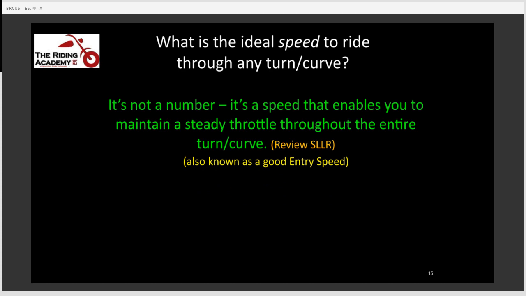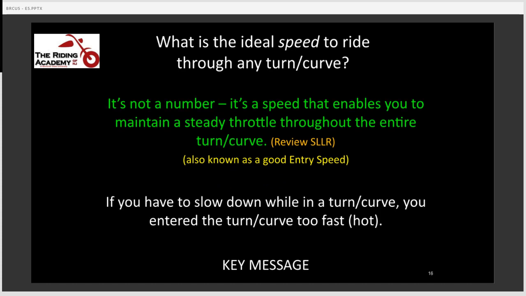If you have to slow down while you're in the turn, you entered that turn too fast. We call that going in hot. And that's the number one reason why motorcycles are crashing in curves. They're going in too fast, and they do the wrong thing, and then bang, they hit the guardrail or the oncoming car, whatever. So it's a key message here.